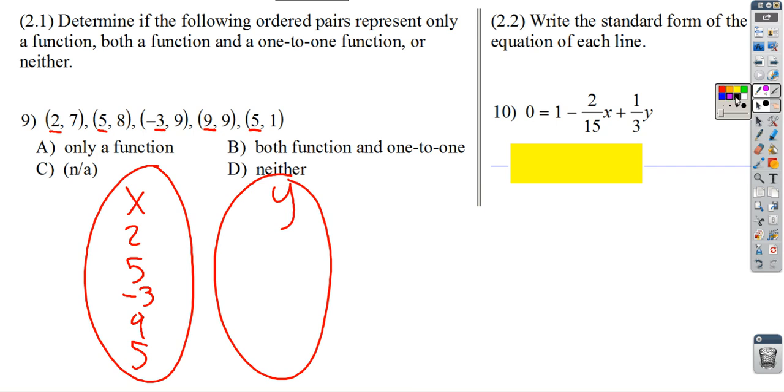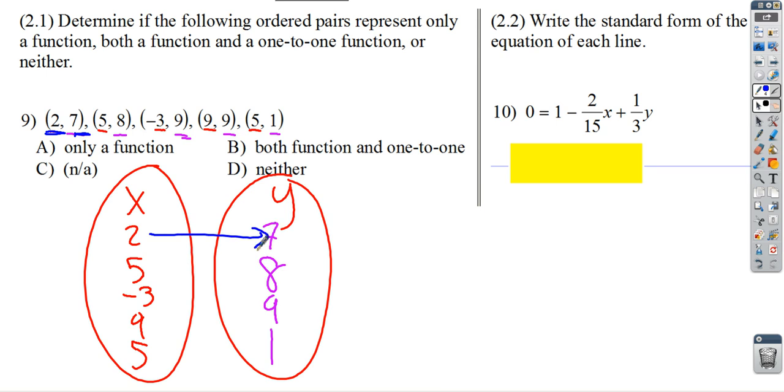And then our y values are these: 7, 8, 9, 9, and 1. So 7, 8, 9. I'm not going to write the 9 twice. We just need to write it once. And then I'm going to draw arrows connecting each x. So it looks like 2 goes to 7. So there's an arrow right there.